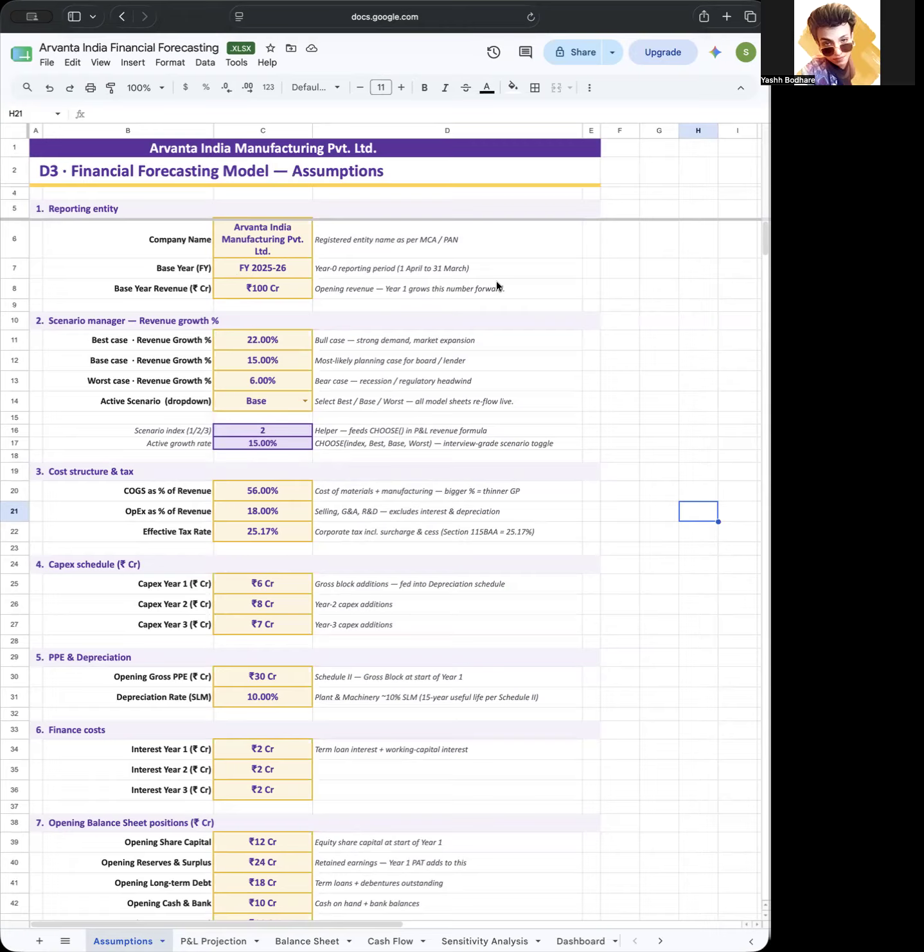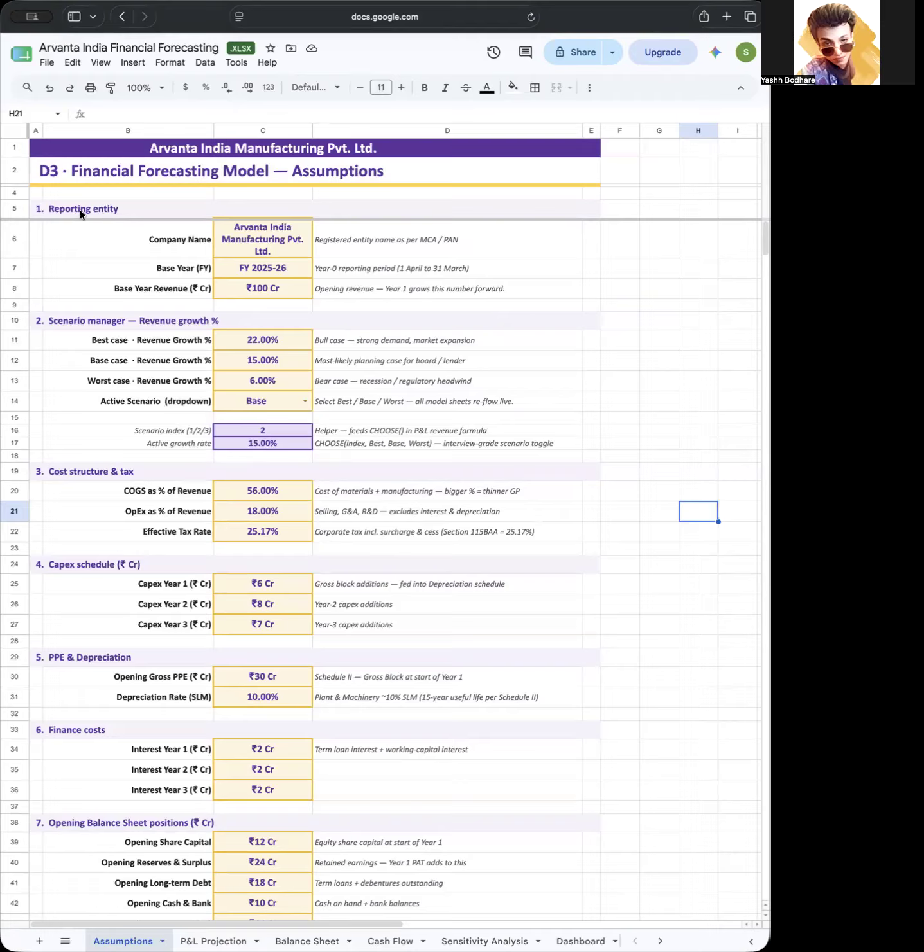So the purpose of keeping all the inputs in one place is to make the model structured, transparent, and easy to update. Instead of manually changing formulas across multiple worksheets, management can revise a few key assumptions here, and the complete model recalculates automatically. So this is an important financial modeling principle. Inputs should be centralized, calculations should be formula driven, and outputs should be updated dynamically.